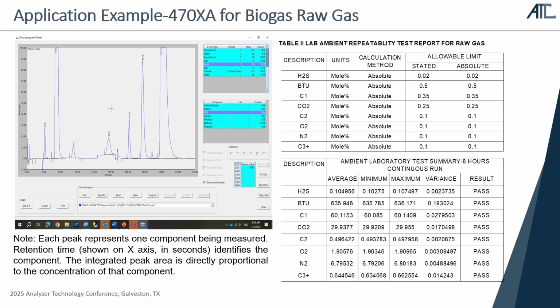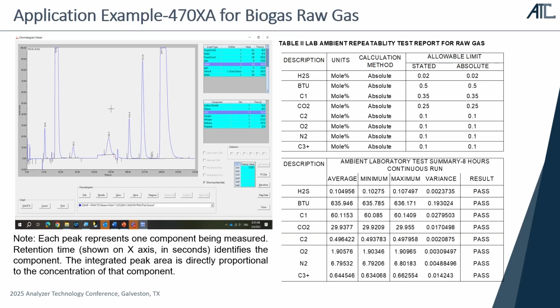So let's see how well the GC performs for this application. For GC, we measure the performance by repeatability. The table on the top right hand defines the allowable limit of each component. It's for an 8 hour ambient temperature run, a continuous run for 8 hours. You take all the readings. So for each component, we set the allowable limit. The allowable limit is the maximum value minus the minimal value, divided by 2.